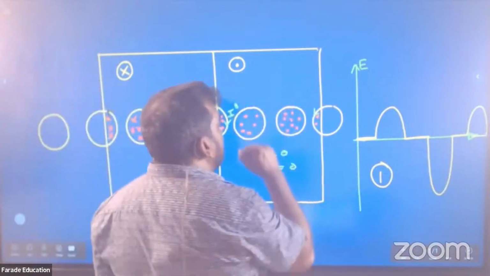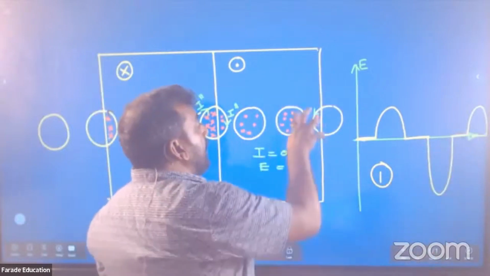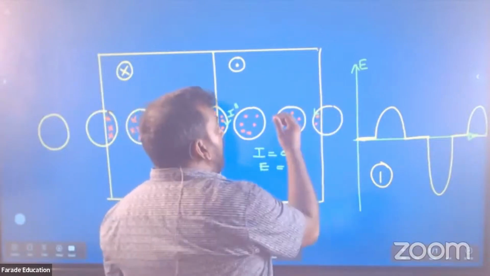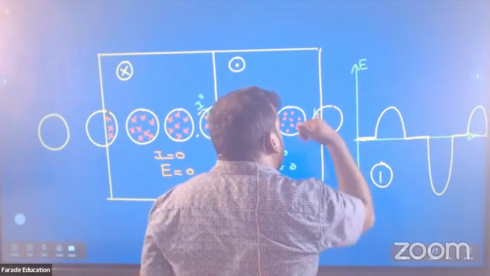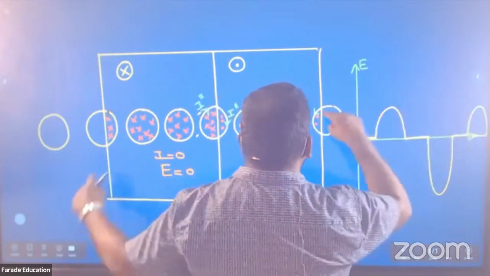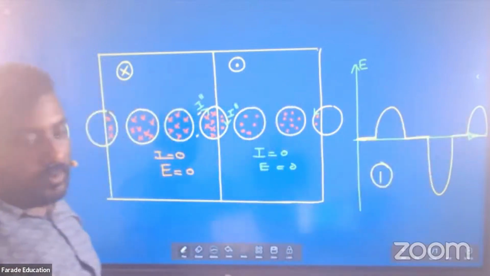Here also EMF 0. Let's say it largely increases, then reduces. Here it goes out, the number of dot lines is reducing. Increase the number of dot lines. Current is anti-clockwise. Here also anti-clockwise. Here also anti-clockwise. Same EMF. Okay.